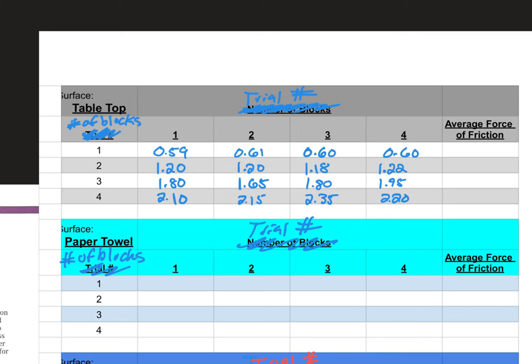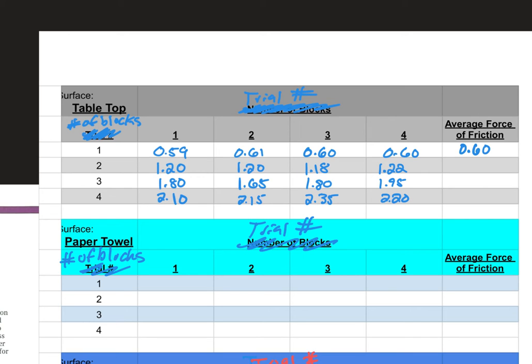All right, so for this column over here, you have to get the average. So you're going to take this plus this plus this plus this and divide it by 4, which is how you get the average. So we're going to add all of the trials for one block together, and we're going to get the average for those. And the average was 0.60.